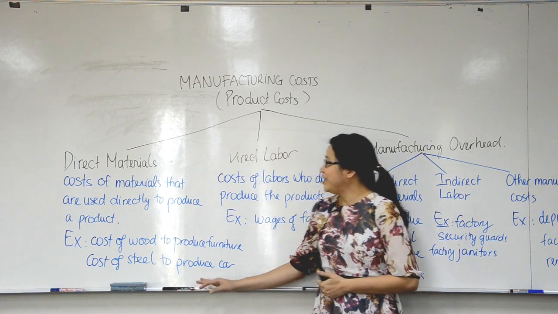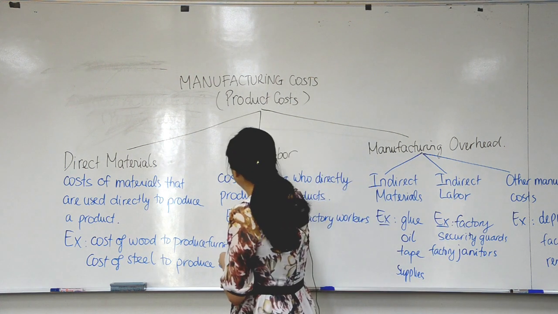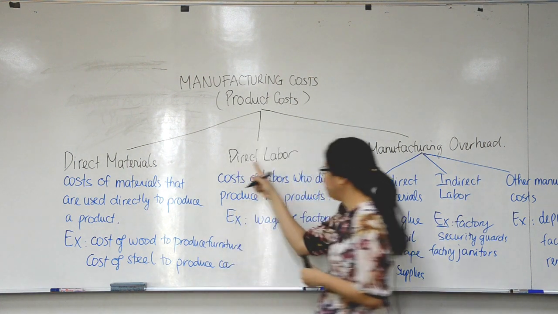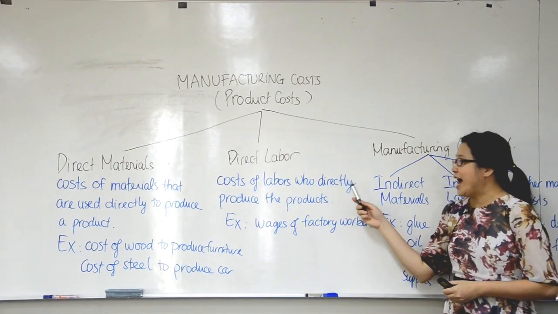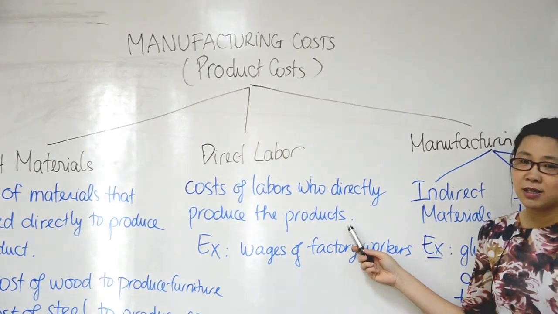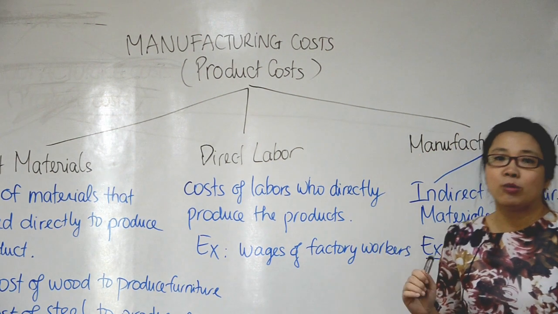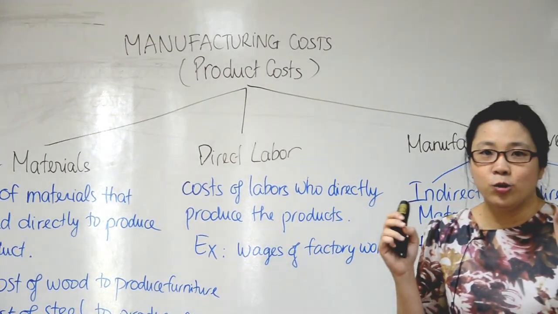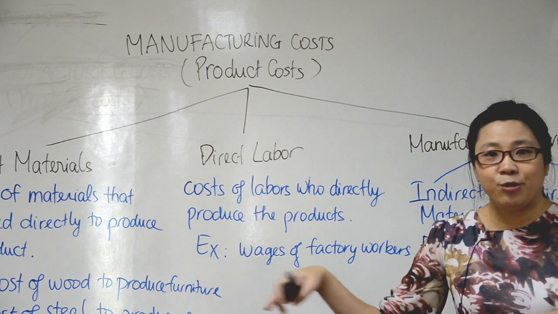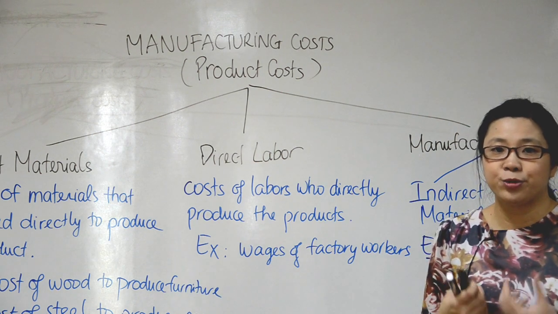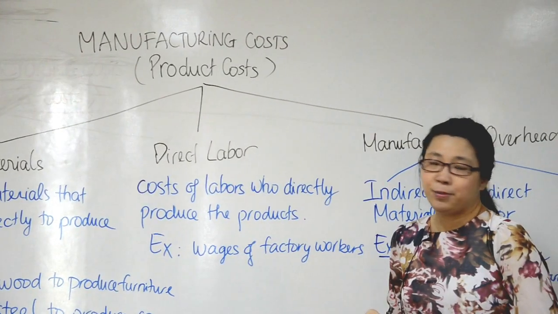All right. Now let's look at the second type of cost. We call it direct labor. Direct labor means the cost of labor who directly produce the products. For example, the wages of factory workers. Remember the workers in the factory who touch the product physically? The assembly line workers, they are the ones who produce the product directly. So we call it direct labor.